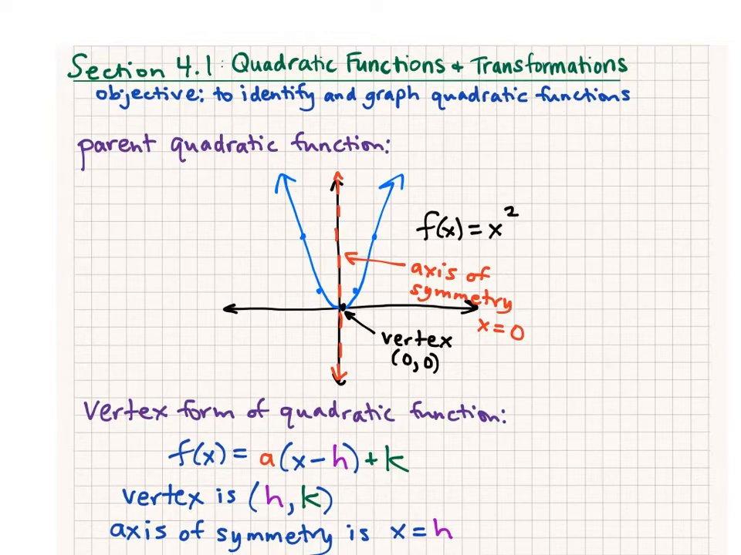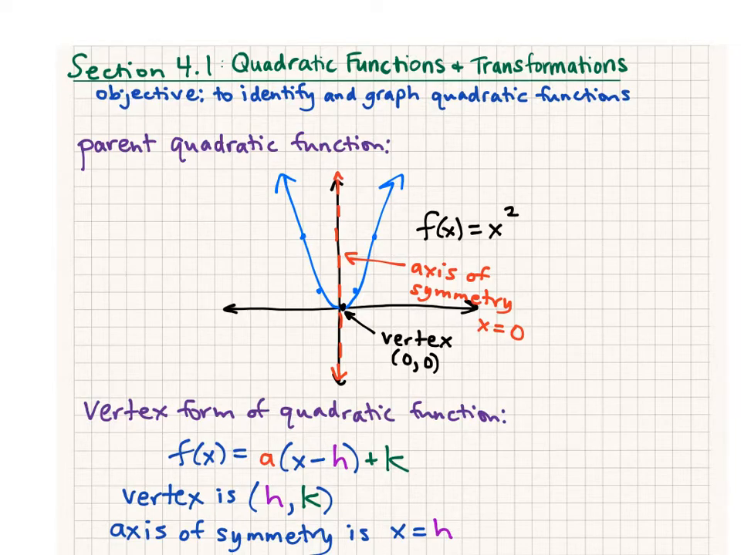The parent quadratic function is called x squared. So f of x equals x squared is a parabola where the vertex is at the origin, (0, 0), and then the axis of symmetry, the vertical line that basically cuts the parabola in half, so if you folded it on this line, it would match up, is x equals 0. So this is the parent function.